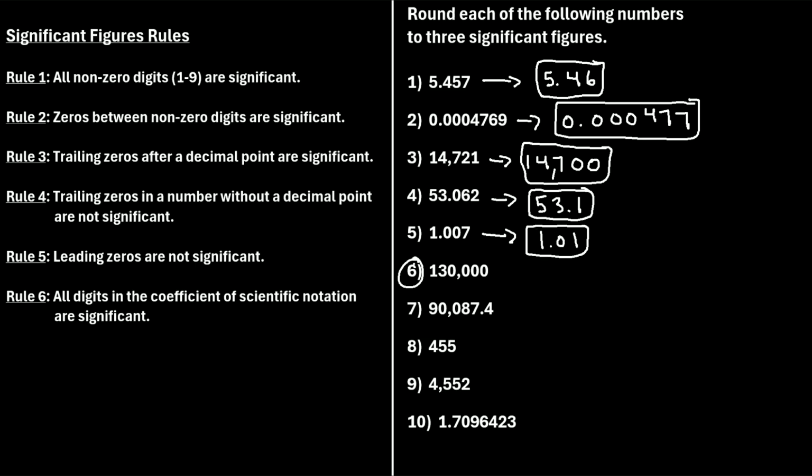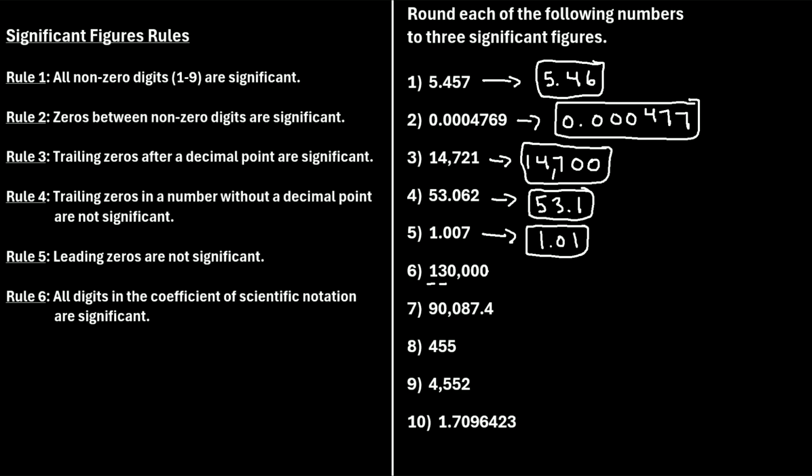Okay, let's check out example number 6. This one's a little bit tricky. So if we want to round this one to 3 significant figures, let's first identify what are the first 3 significant figures. So the 1 is significant, the 3 is significant, but we'll notice that all of these trailing zeros, these are not significant, and we can reference rule 4 to verify that. Trailing zeros in a number without a decimal point are not significant. So right now, this number only has 2 significant figures, so what do we do?